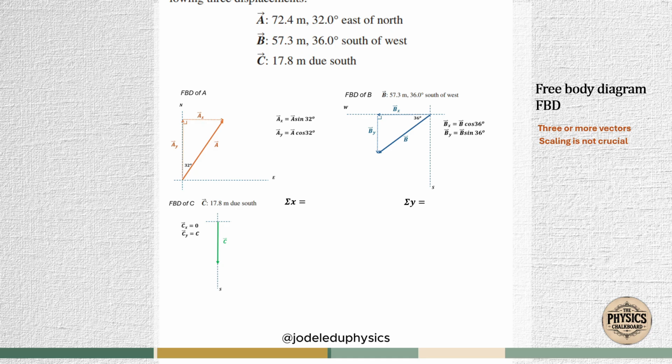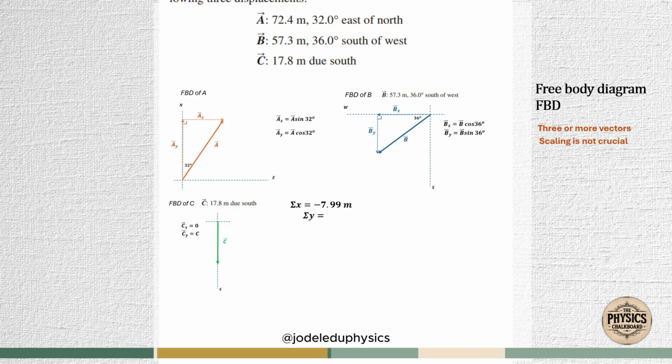Now let's write the summation equations to gather all x components, indicated here as summation of x and summation of y. Sum of vectors in the x is equal to a sub x, positive because it is eastward, plus b sub x, negative because it is westward, plus c sub x, which is 0. Substituting all values in this equation gives us a value that is negative. The negative does not mean anything else other than it is westward or toward the left.